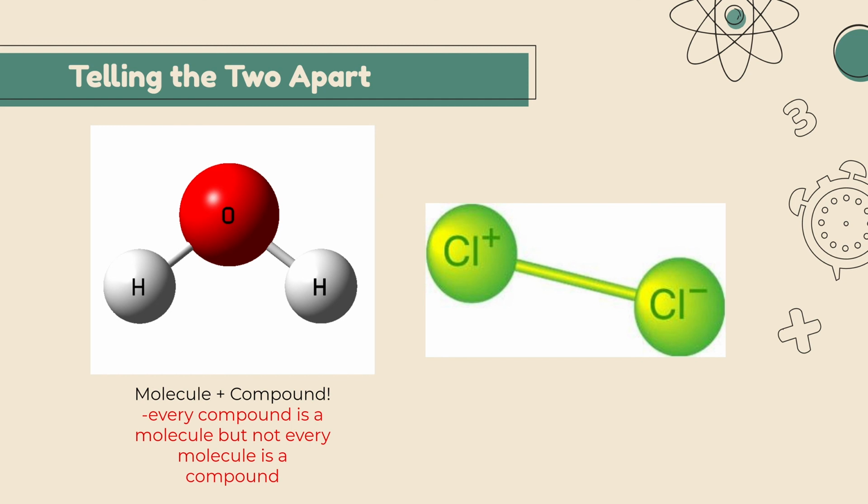The thing we can take away from this is that every compound is a molecule, but not every molecule is a compound. So when in doubt, if you have a structure made up of more than one atom, call it a molecule and you'll be correct.